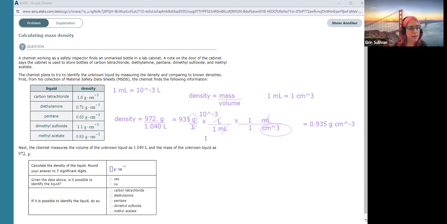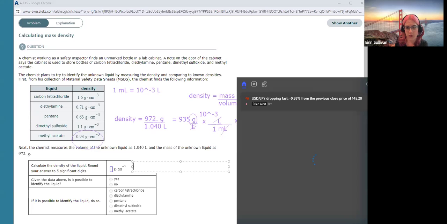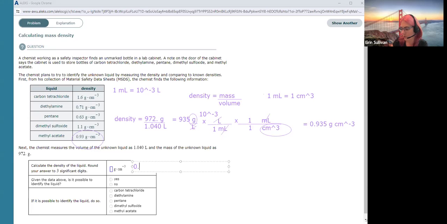So do any of these guys match? Well, ding, ding, ding, we have a winner. I would say methyl acetate is a good match. So in terms of answering the question, calculate the density of the liquid. Well, I got 0.935 grams per centimeter cubed. Is it possible to identify the liquid? Yeah, I did. I identified the liquid because I'm amazing at chemistry. If it's possible to identify the liquid, do so. I'm going to say it's methyl acetate based on my density calculation.